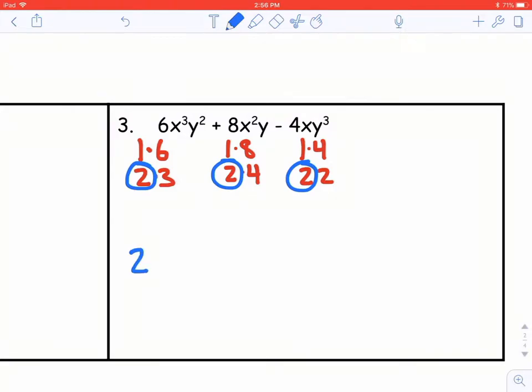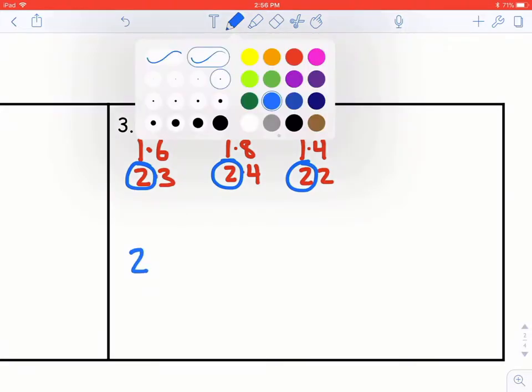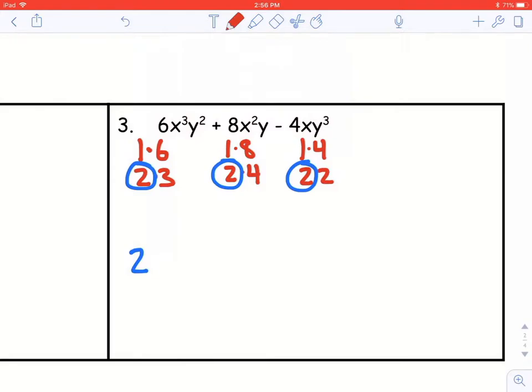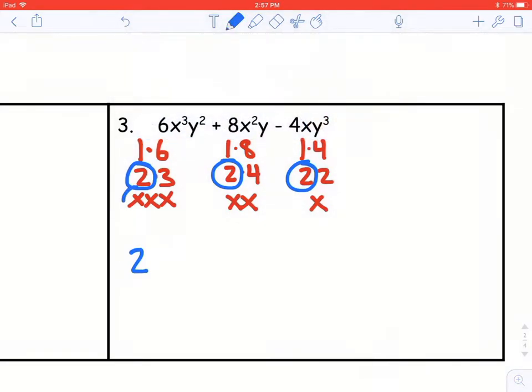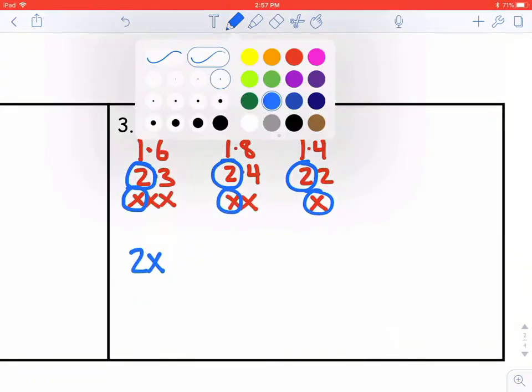So I'm going to put a 2 out front for now. And then let's keep writing what else is there. So we have 3 x's in the first term, 2 x's in the second term, and 1 x in the third term. So that means that in common, each of them has at least 1 x that we could take out, but that last term doesn't have any more than that, so you won't be able to take more out.